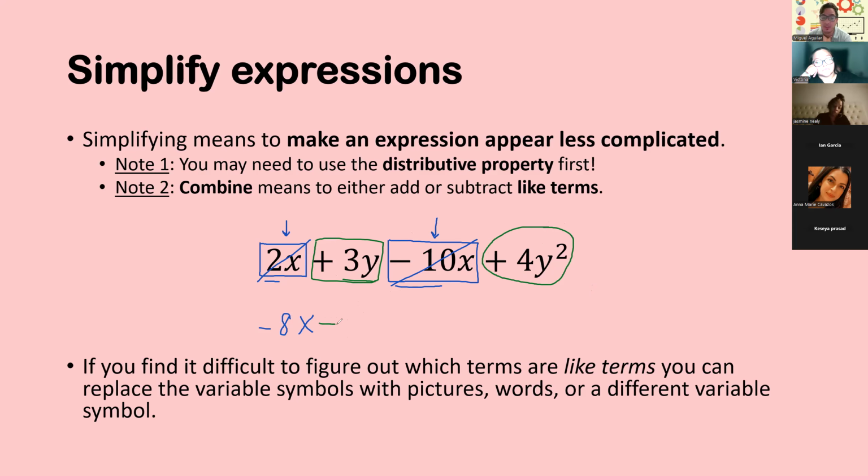Instead, what we're going to do is just put the 3y down, unchanged. We didn't do anything to it. And then we're also going to bring the 4y squared down, and we're not going to do anything to that either, because those are not like terms. Any questions, comments there? Nope.